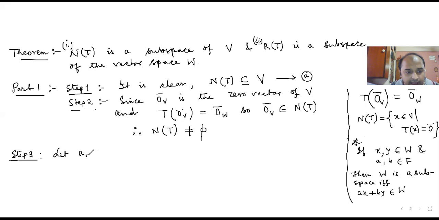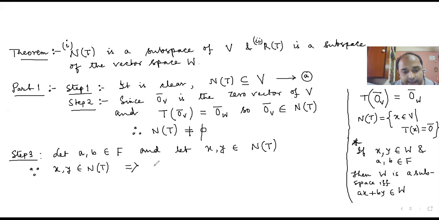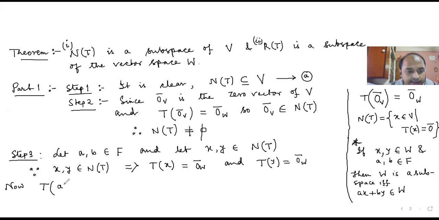Let us consider A and B be two scalars from the field capital F on which the vector space V is defined, and let x comma y be two points from the set NT, because we are to show that NT is a subspace. So we have to take points from NT. Since x comma y belonging to NT according to our choice, this implies that T of x is equal to 0 bar W and T of y is equal to 0 bar W. Okay. Now T of ax plus by, what will be its image? That is the point.